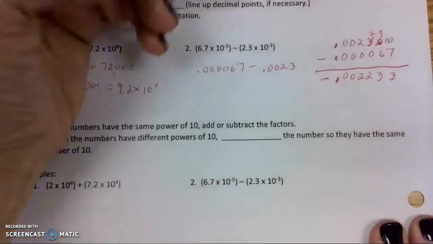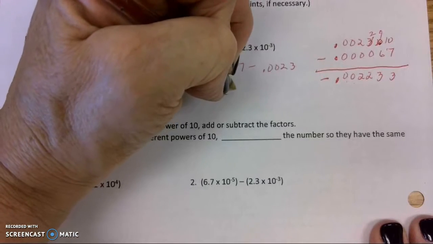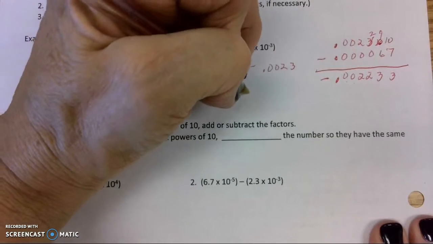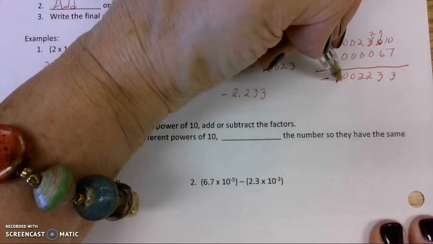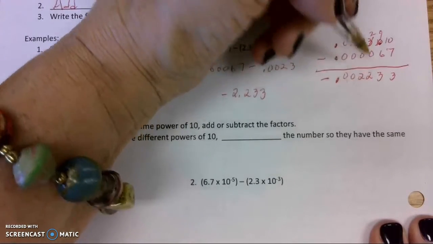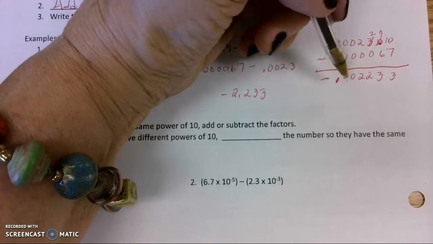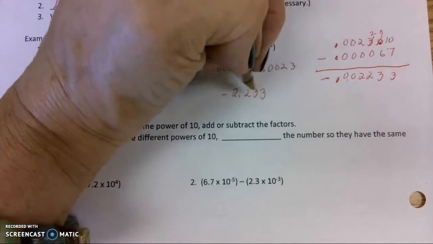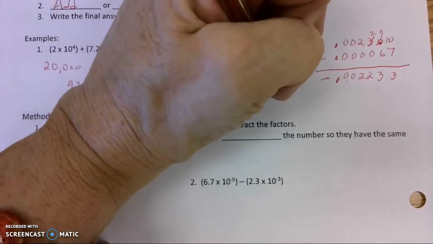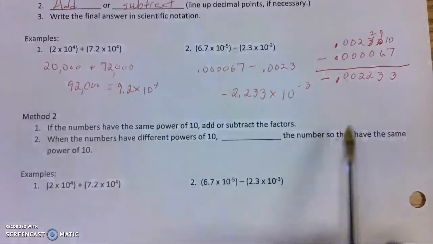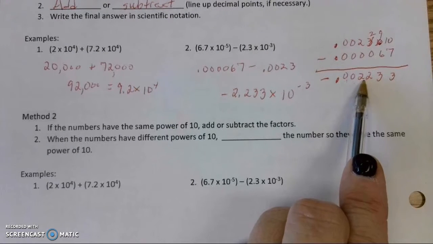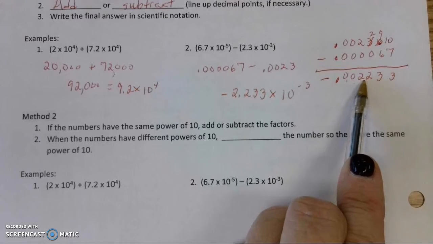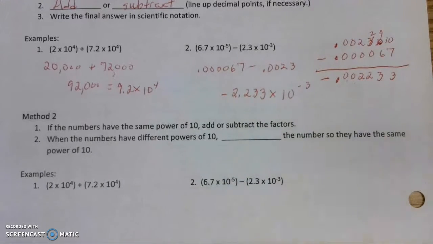1, 2, 3. I'm going to move it back 4 places. So this will be negative 2.233. Okay, so 1, 2. Actually, I'm going to move it 3 places, not 4 places. So I'm going to move it 3 places. So negative 2.233 times 10 to the -3rd. Okay, remember you have to just keep moving until you get a number between 1 and 9, or including 1 and 9. Okay, so that's one way of adding and subtracting with scientific notation.